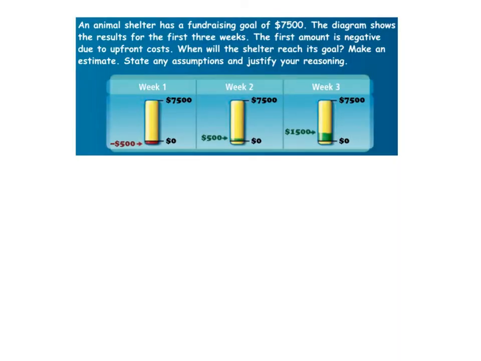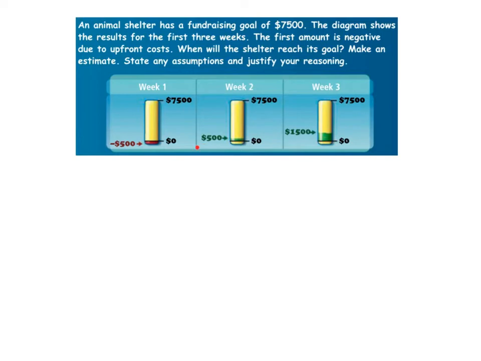Okay, this one starts off with an example problem that you might be able to use an equation to solve. It says that the animal shelter is having a fundraiser. It has a goal of $7,500, and this diagram shows the results for the first 3 weeks. At week 1, the amount is negative. They had upfront costs. In week 1, they're 500 below 0, and in week 2 they're 500 above it.